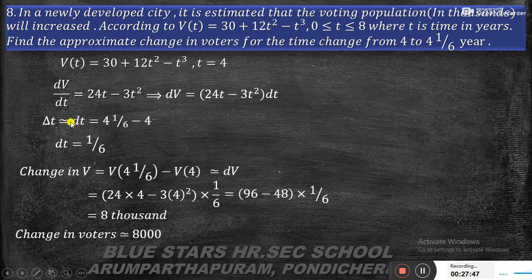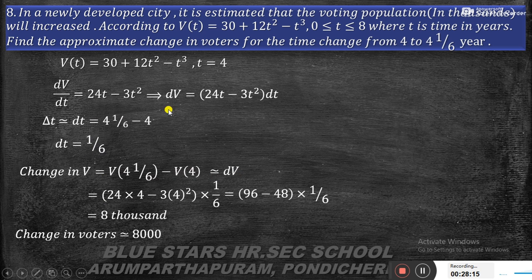Therefore delta t is approximately equal to dt. They gave it changes from 4 to 4 plus 1 by 6. So therefore dt equal to 4 plus 1 by 6 minus 4, so the answer is 1 by 6. dt equal to 1 by 6. Change in V equal to voting population of 4 plus 1 by 6 minus voting population of 4, which is equal to dv.